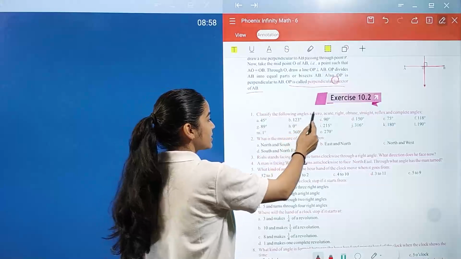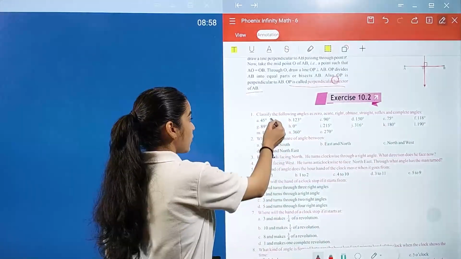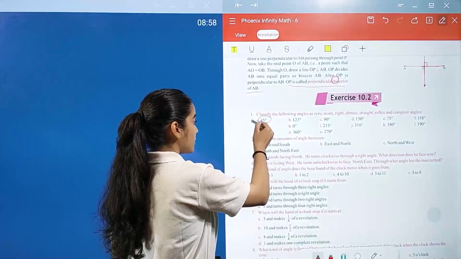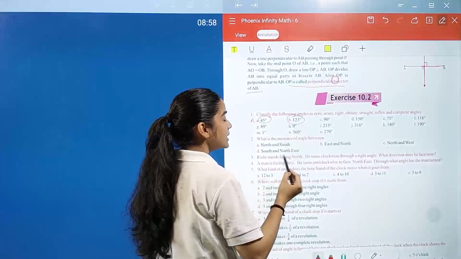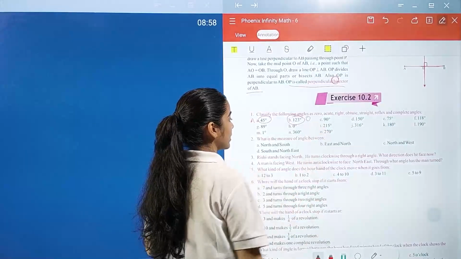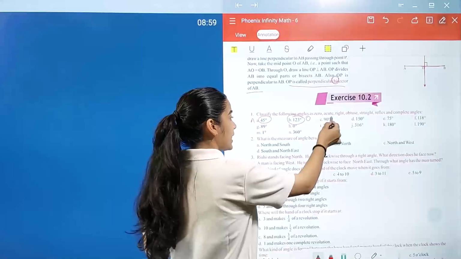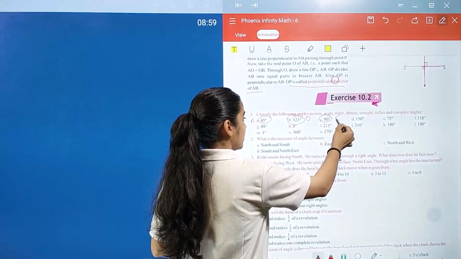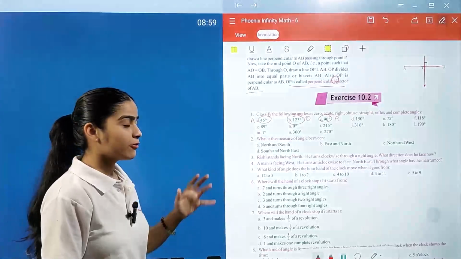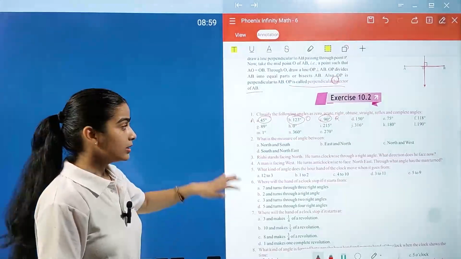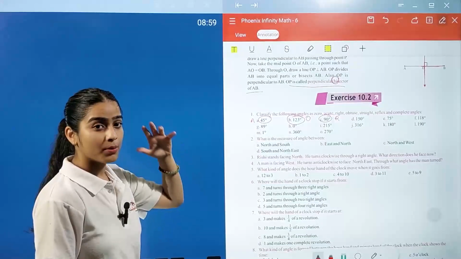Classify the following angles as zero, acute, right, obtuse, straight, reflex and complete angles. So this 45 degree is an acute angle because it is less than 90 degree. 123 degree is your obtuse angle because it is more than 90 degree and less than 180 degree. 90 degree, we all know, is your right angle. Now, similarly, you have to classify your angles among reflex, straight, obtuse, right, acute according to the above concept.